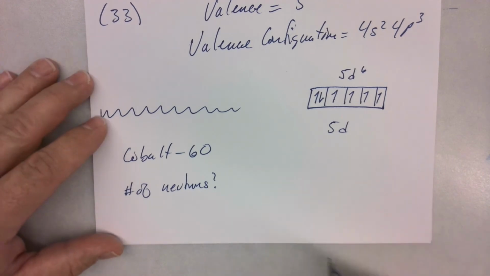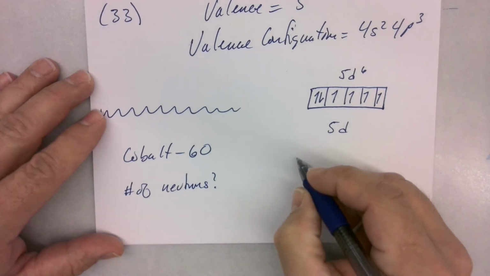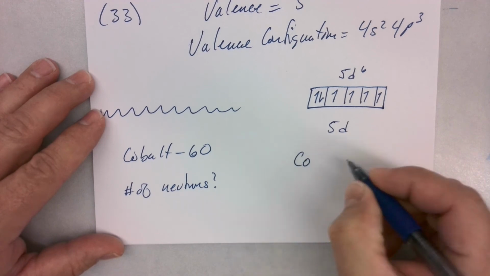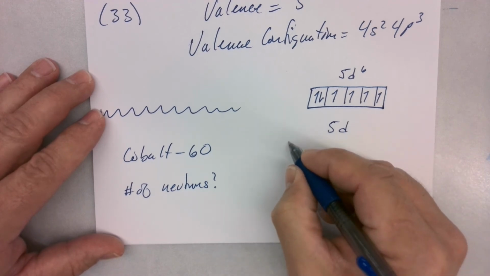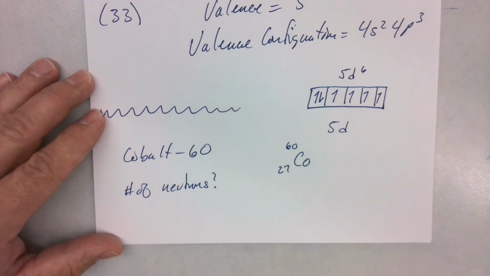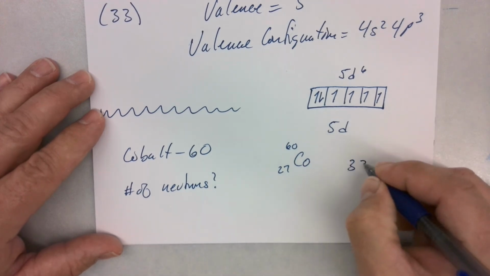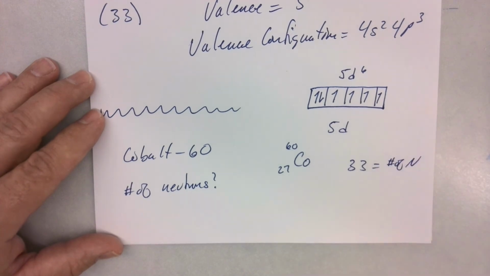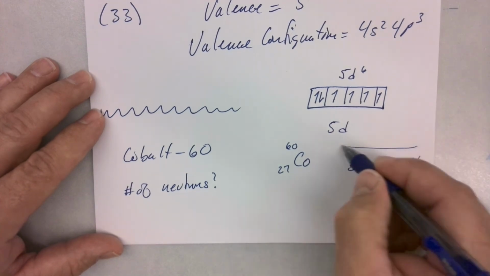All righty, Bella, what do you got? For the isotopic symbol, capital C, lowercase o, and then the superscript is 60, and the subscript 27. Okay. And then, who was number 3? The number of neutrons is 33. 33 is the number of neutrons. Is she right? Yeah. Just like that.